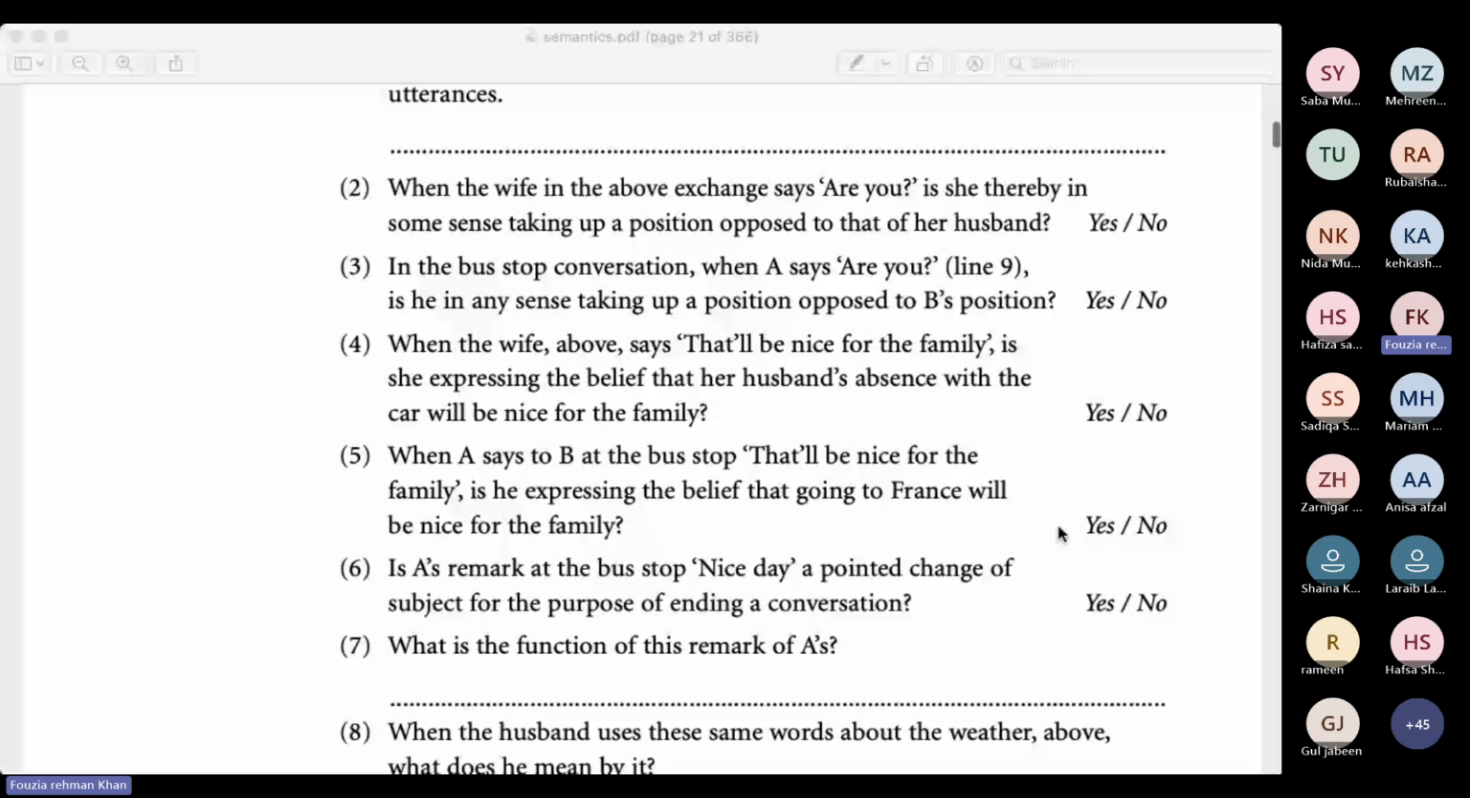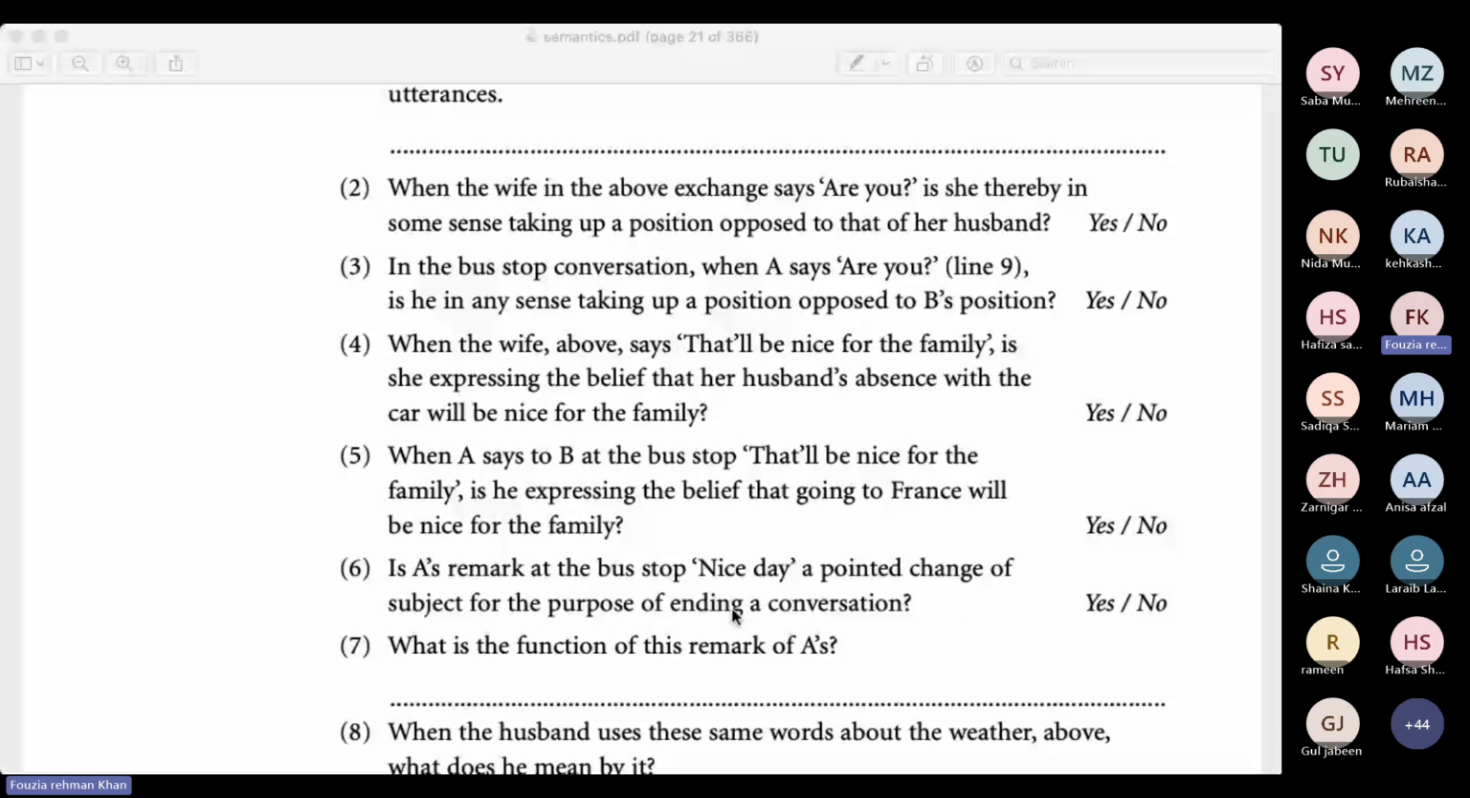Yes, because there is no relation between them, and the relations are not strained. So they are just appreciating each other out of courtesy. Is A's remark at the bus stop, "Nice day," a pointed change of subject for the purpose of ending the conversation? No. What is the function of this remark of A's? He is only appreciating the weather. He's not ending the conversation. Okay.